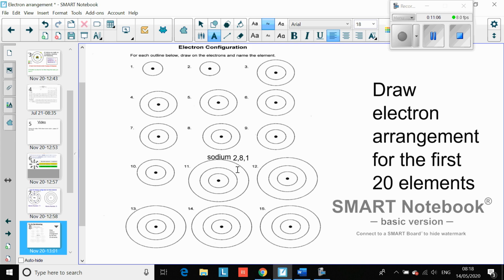So if you can't print off the sheet, just draw it into your book like this, and then just draw the electrons onto the concentric circles like this to show the shells. Okay, you don't need to draw the protons and neutrons. The dot represents the nucleus. Okay, so pause the video, off you go.